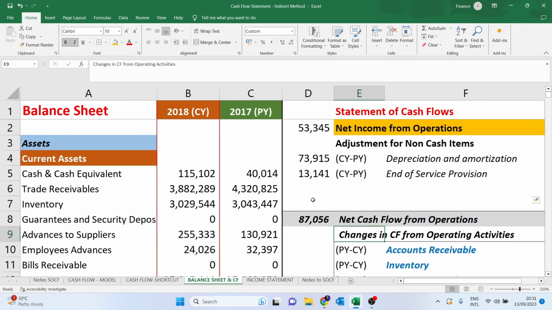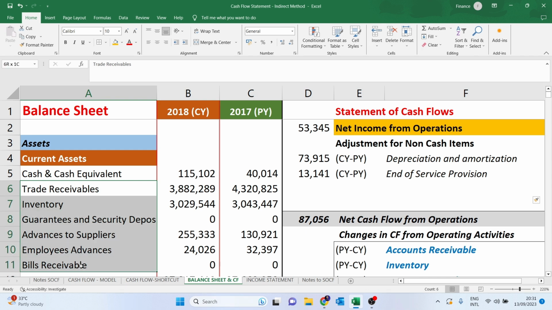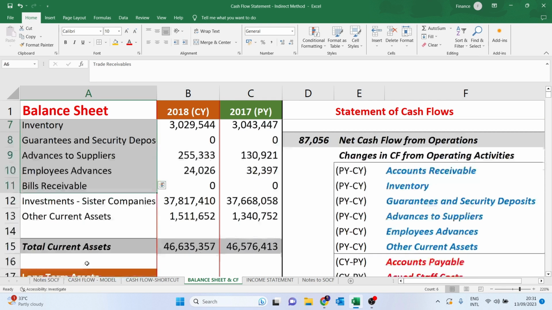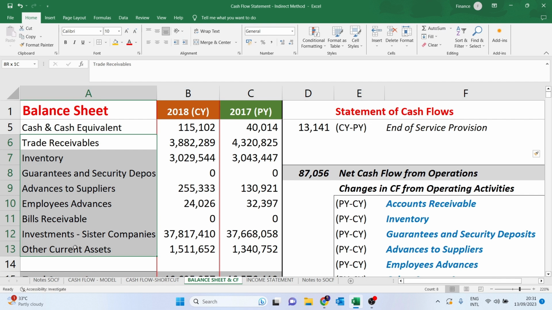First we will start with current assets. In the balance sheet, the first one is cash and cash equivalents, which we are not taking. We will not take this movement because we are working on cash flow, so we are trying to find out what the ins and outs were during this period. Here trade receivable, inventory, these are all current assets. All of these up to here are current assets.